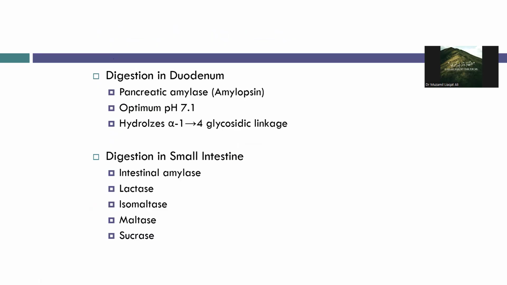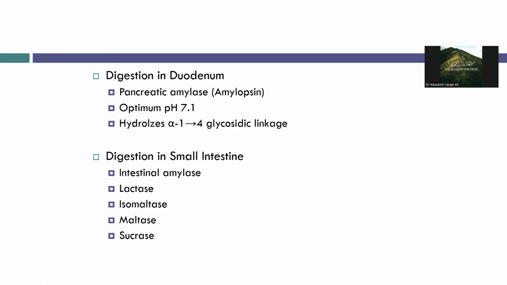The next step is the duodenum. Pancreatic amylase, also called amylopsin, is secreted into the duodenum. The condition required for its activity is an optimum pH of approximately 7.1. The bicarbonate-rich pancreatic juice neutralizes chyme, that is the semi-solid food, right? So the action continues: hydrolysis of alpha 1,4 linkages, producing maltose, maltotriose, and limit dextrins.